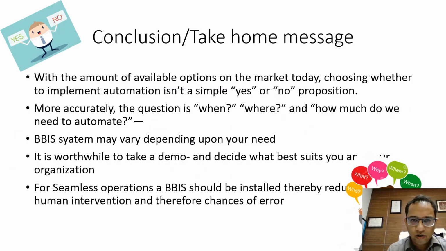So, conclusion: with the amount of available options in the market today, choosing whether to implement automation isn't a simple yes or no. More accurately, the question is when, where, and how much do we need to automate? A BBIS system may vary depending on your need. It is worthwhile to take a demo and decide what best suits you and your organization. For seamless operation, a BBIS should be installed, thereby reducing human intervention and therefore the chances of error.